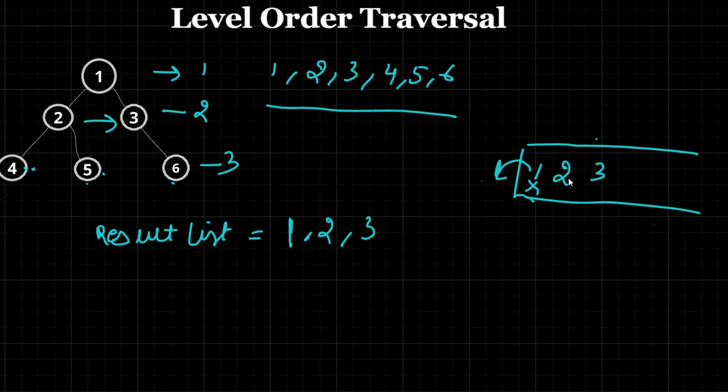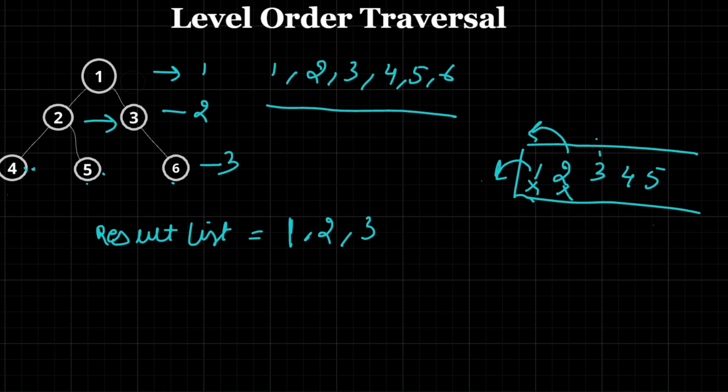After placing 2 and 3, the next thing we will do is again remove the element from the front, place it inside the result list, and add its children, that is 4 and 5. Now 2 is also removed.